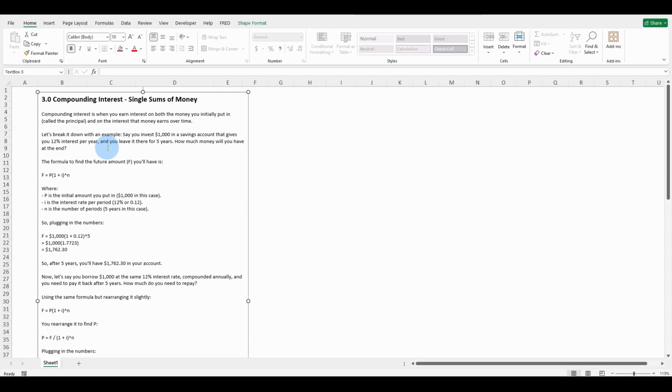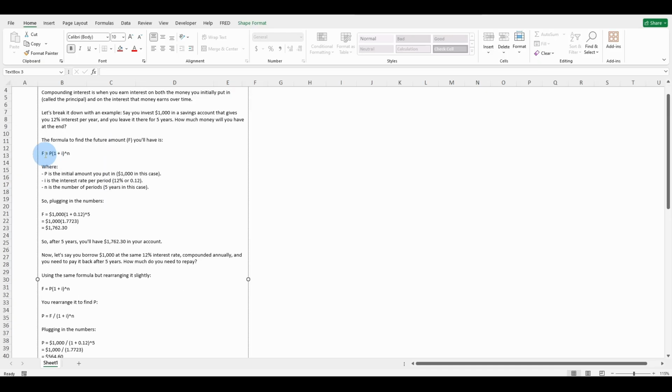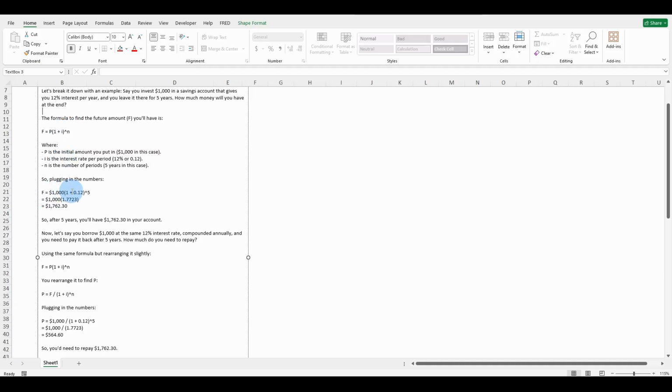Let's break it down. $1,000, 12% interest, 5 years. How much will you have at the end? Again, this is all formula driven. So we're going to have F, future value, equals present value times (1 plus i) to the number of years. We're going to have 1,000 times (1 plus 12%) to the 5th, so $1,000 times 1.7623.